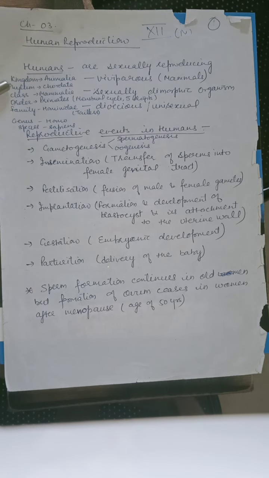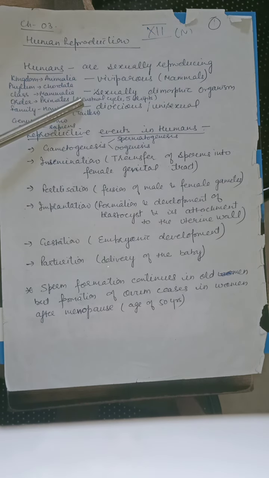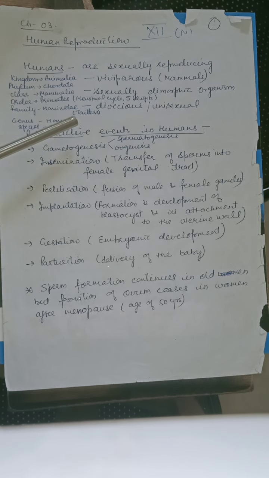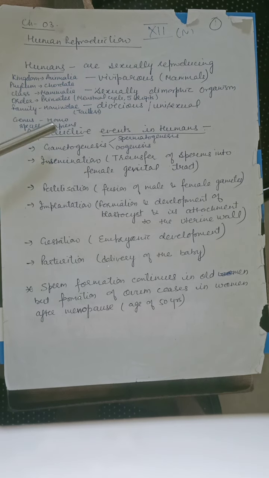Humans belong to the kingdom Animalia. Phylum is Chordata, class Mammalia because they give birth to young ones. Order is Primates because menstrual cycle runs in the female of the primates and they have 5 digits. Family is Hominidae, that is they are tailless. They do not have a tail. Genus is Homo and species is Sapiens.